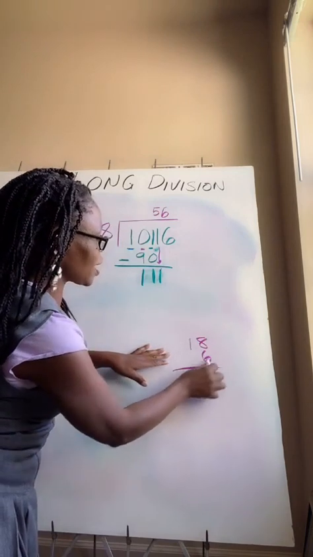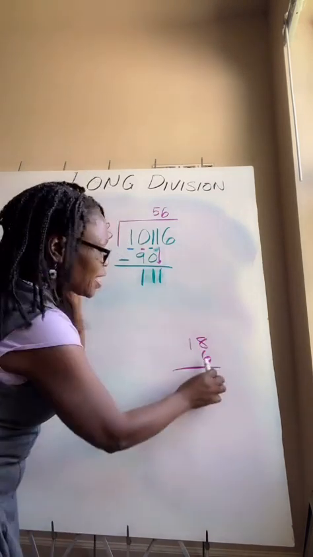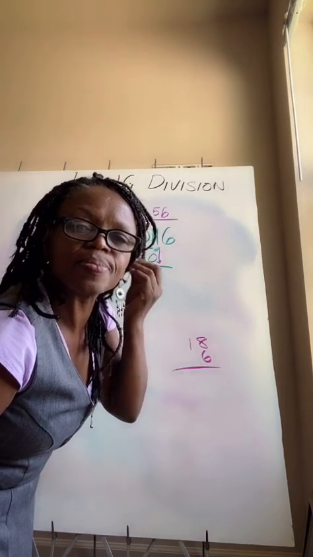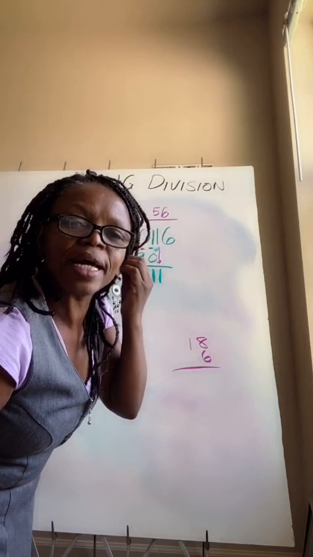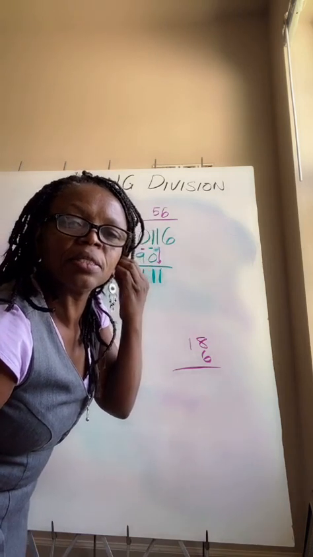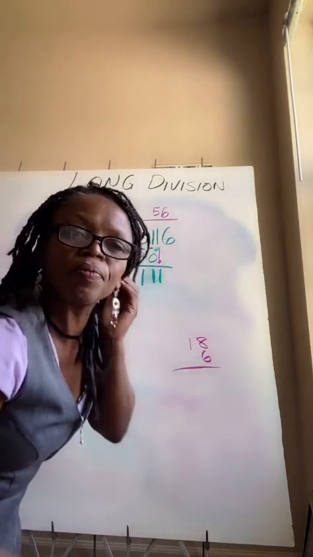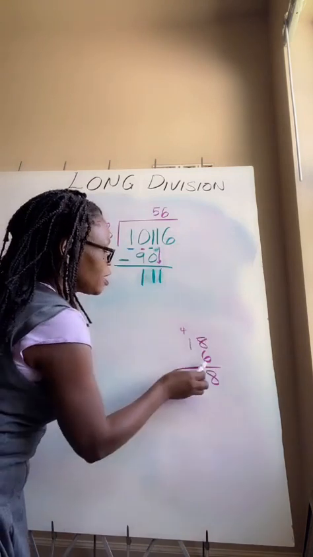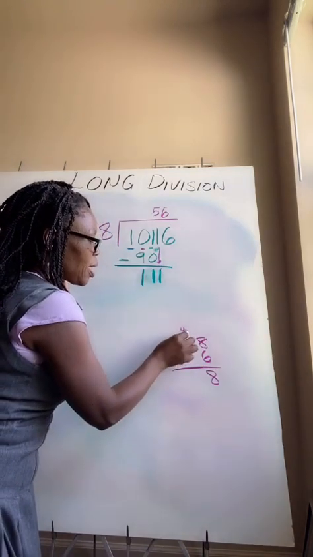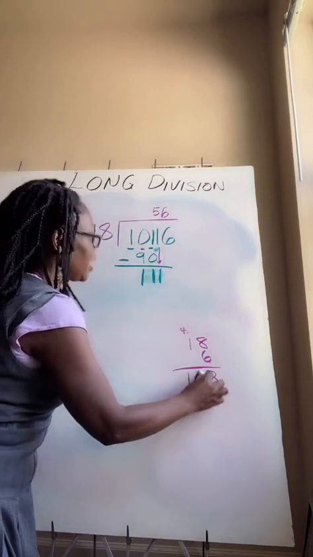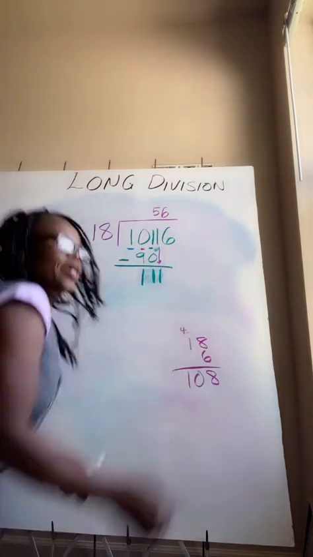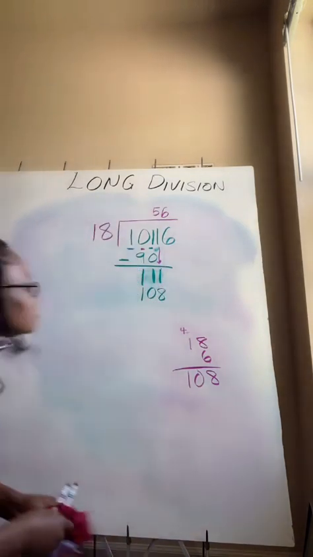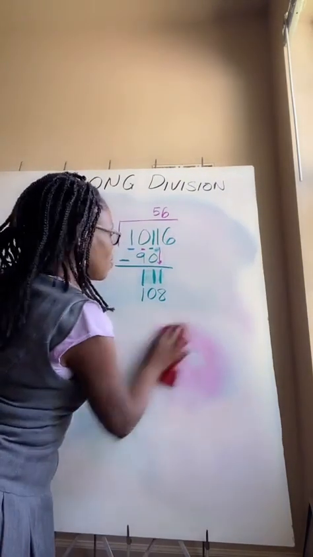18 times 6. What's 6 times 8? 48. And we put 4 over there. What's 6 times 1? 6 plus 4, that's 10. So we do have 108 over here.